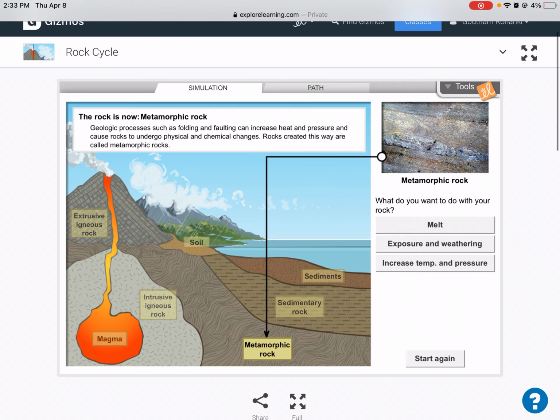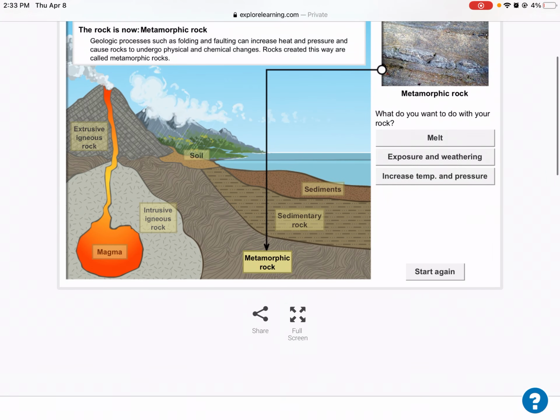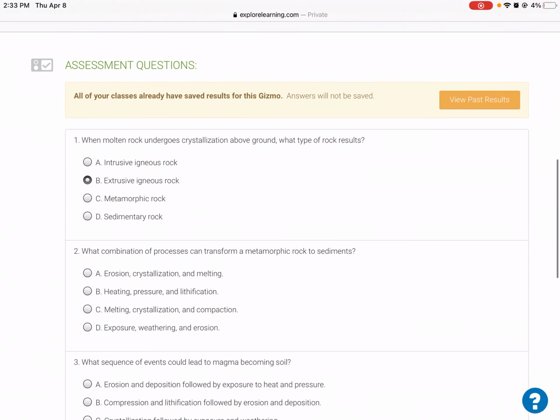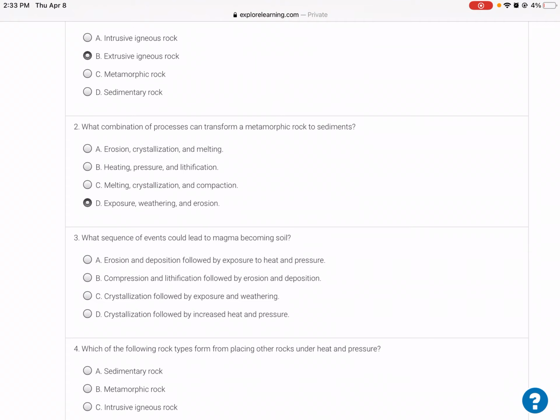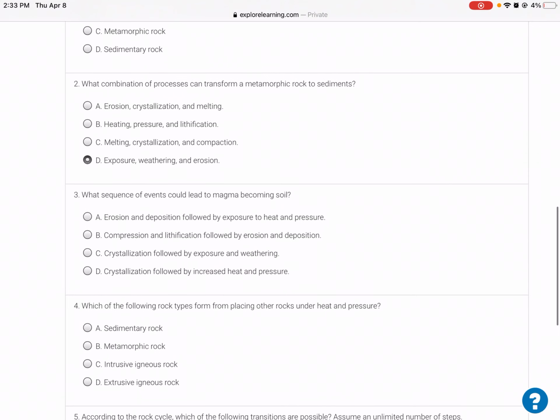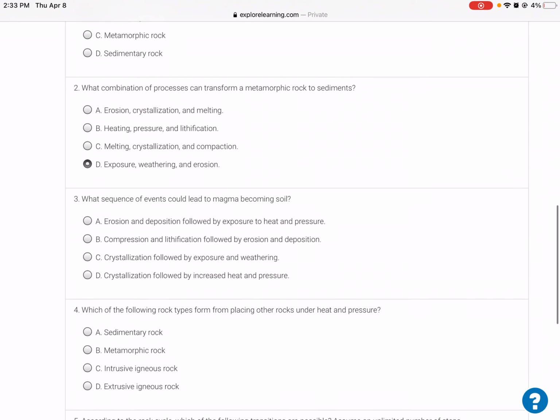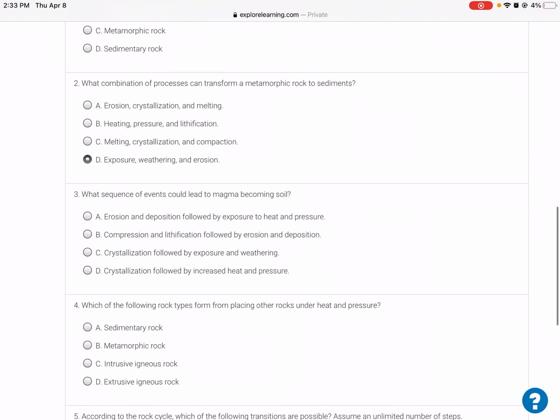Or we can just take it. How do we need to turn it into soil? You can expose it to weathering. So first, all we have to do is exposure, weathering, and erosion. That's it. What sequence of events could lead to magma becoming soil? Crystallization followed by exposure and weathering, because it crystallizes into rock, and weathering and erosion wear it down.